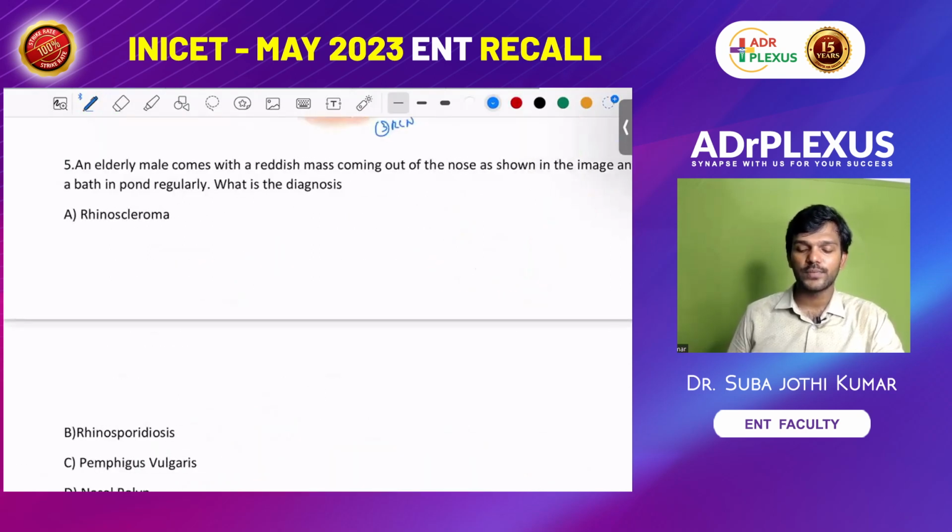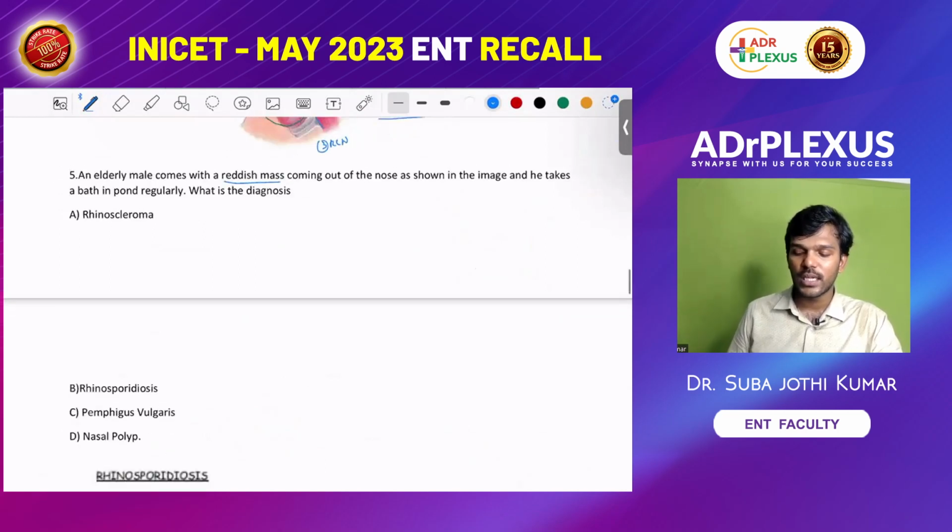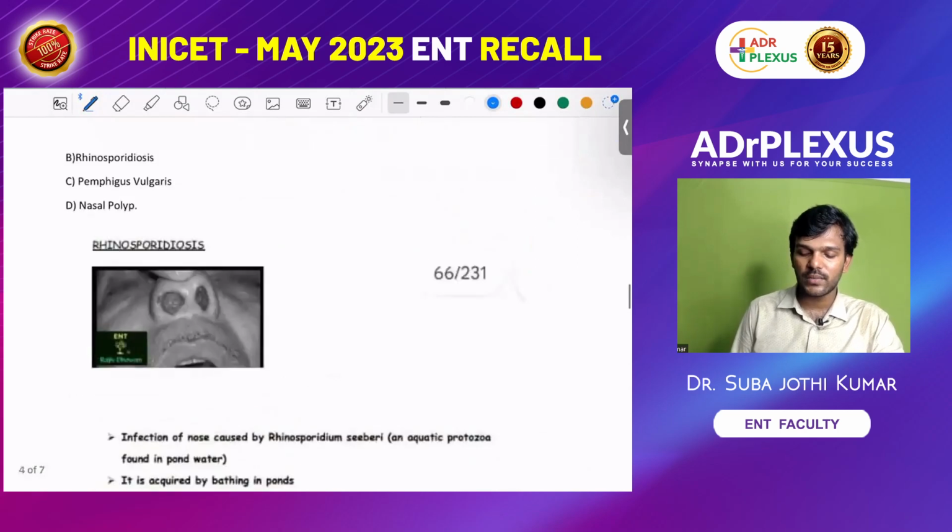Now, another question. An elderly male comes with a reddish mass coming out of the nose as shown in the image. So this was the image that was given in the exams. Okay.